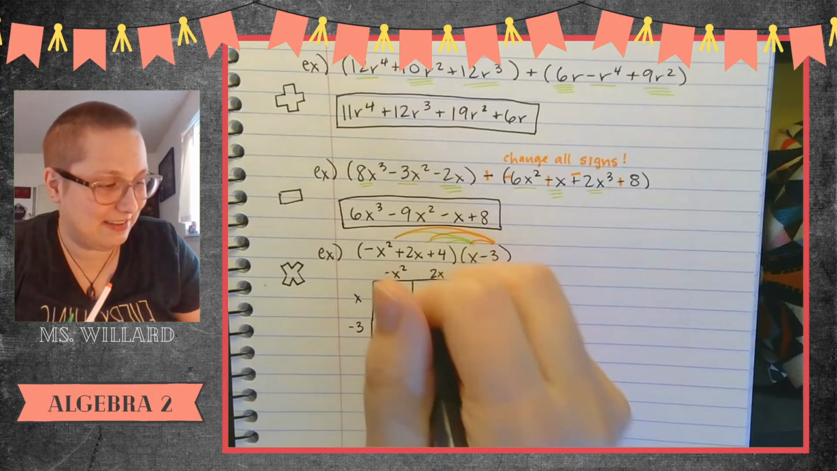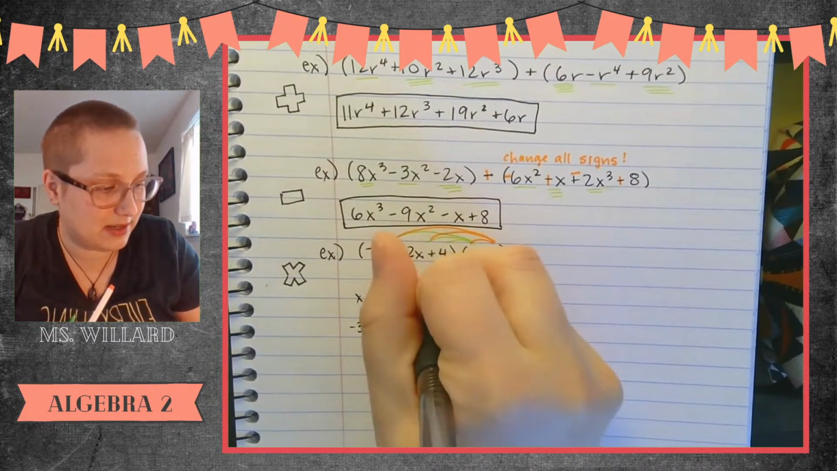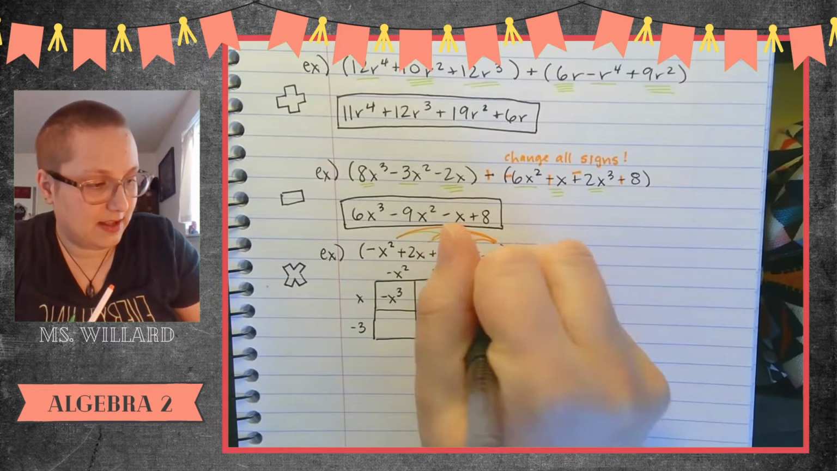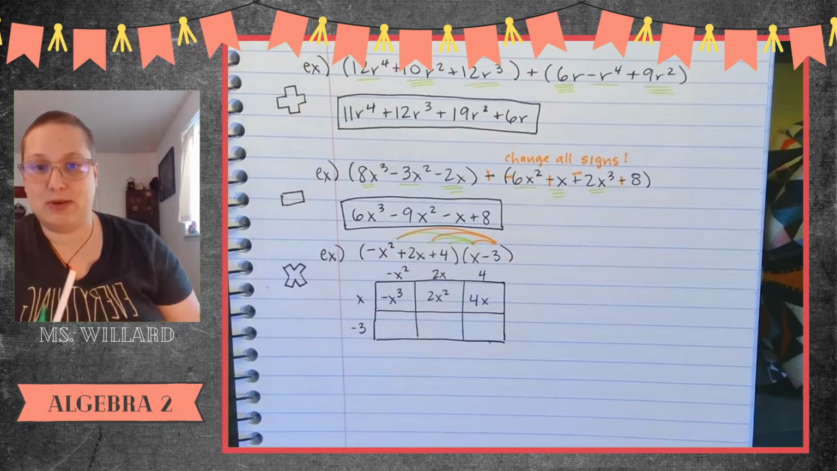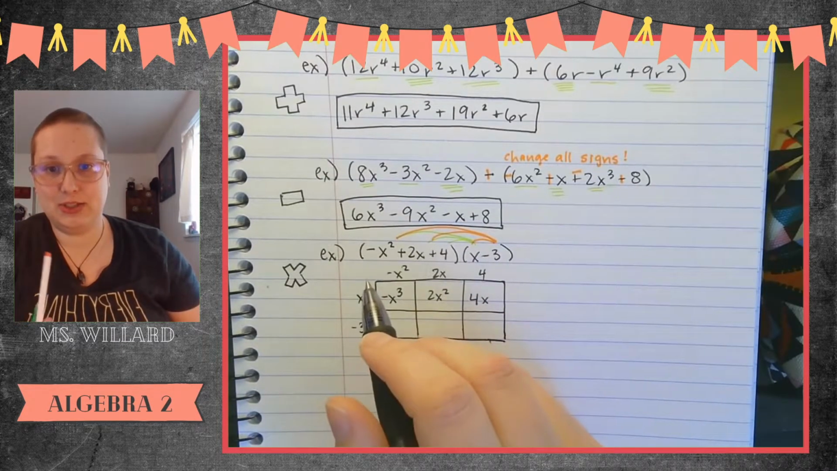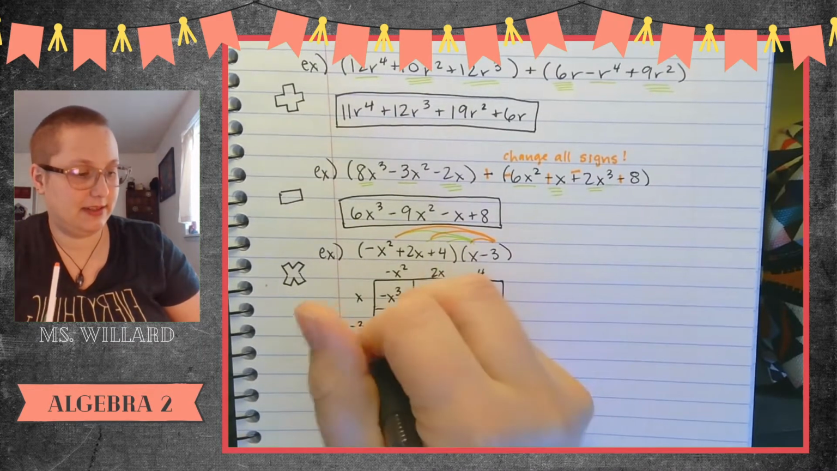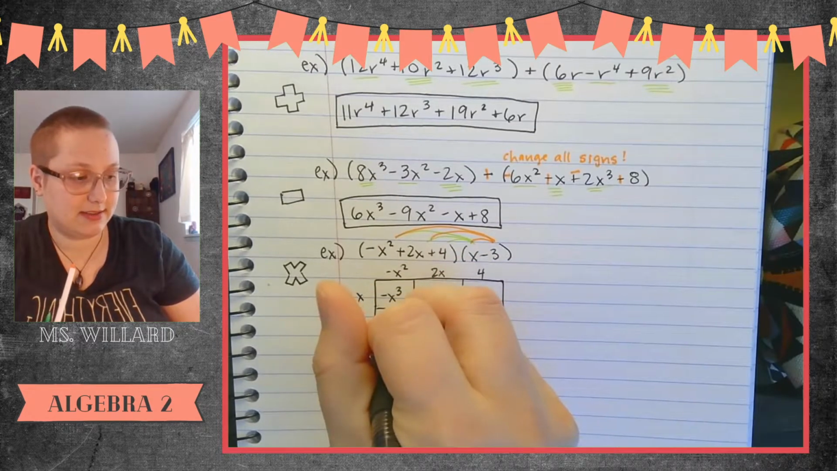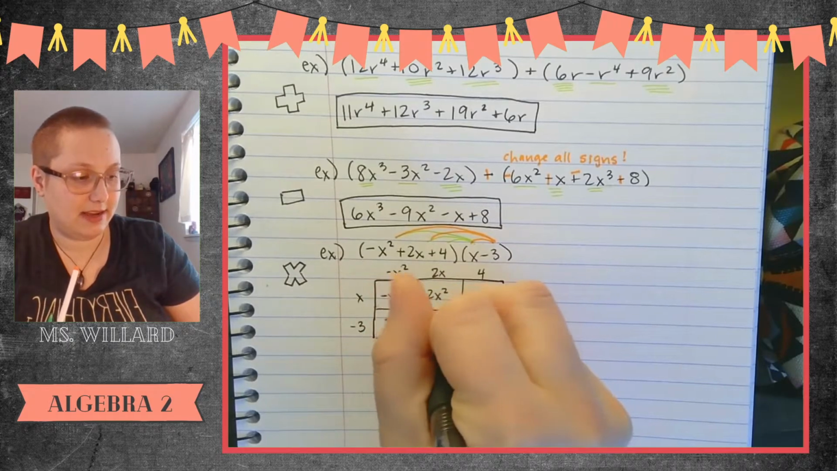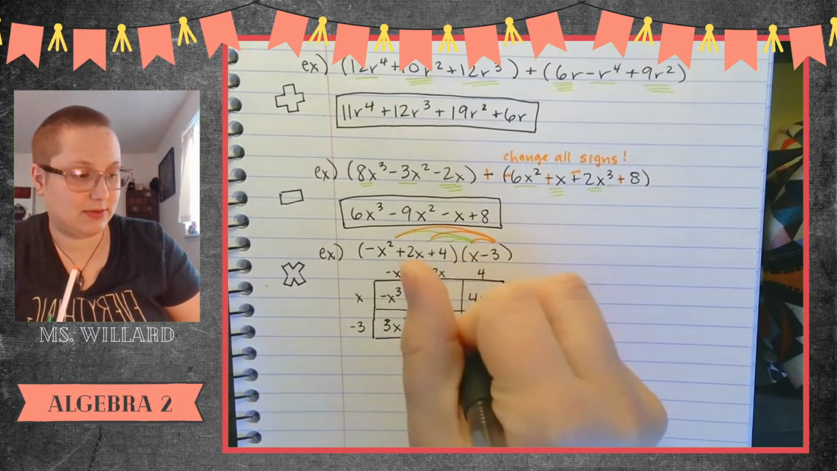Okay. And then if I do x times 2x, that'll be 2x squared. And x times 4 is 4x. That takes care of all of the green ones that I just showed you up here. And then I do the same thing with the negative 3. Negative 3 times negative x squared would be a positive 3x squared. Negative 3 times 2x would be a negative 6x. And negative 3 times 4 is a negative 12.